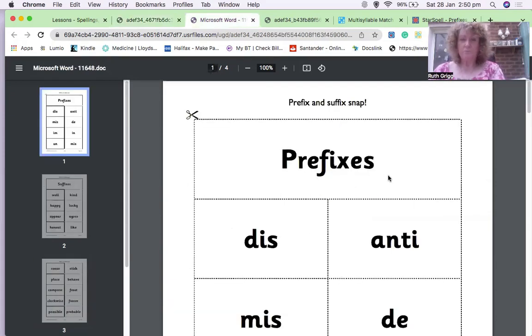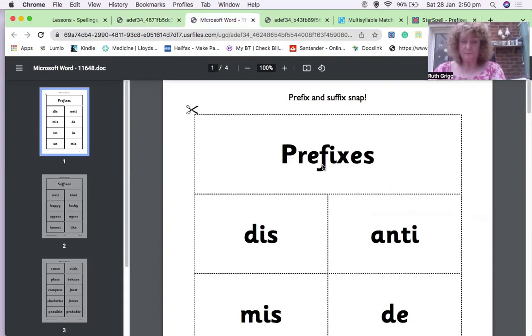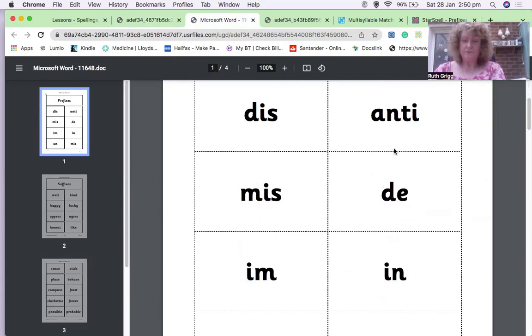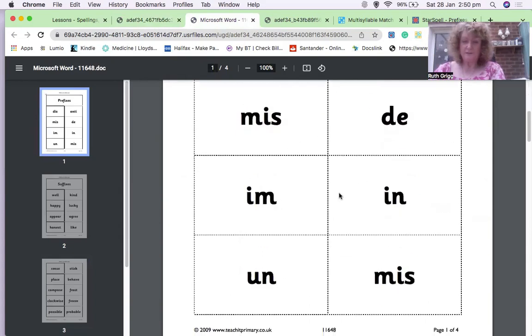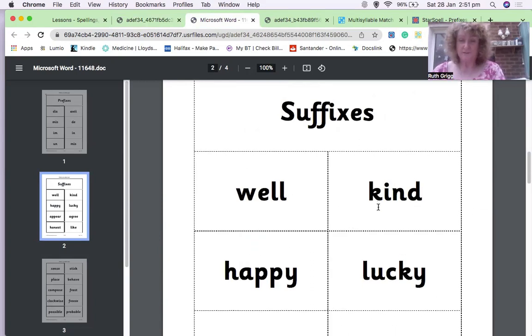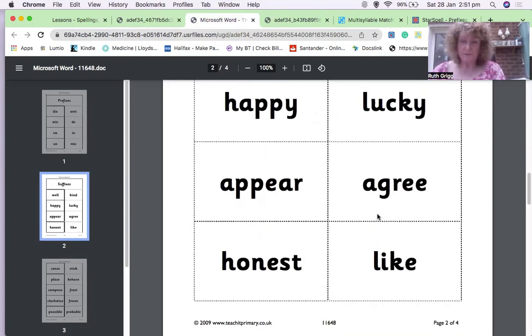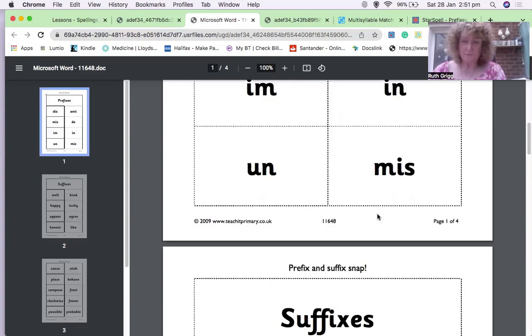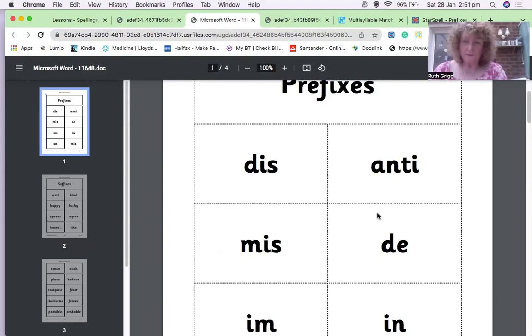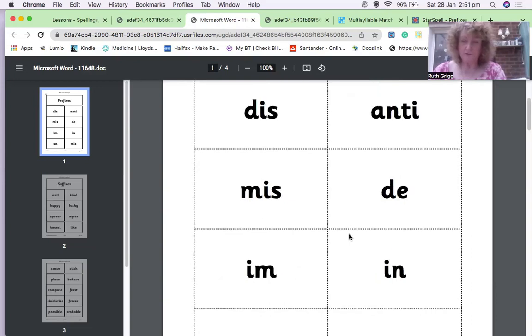Now, this is a game, prefix and suffix snap. So with this, obviously you need to print this and cut them out. So you've got a lot of prefixes here, and you've got suffixes here, which you can play with the next lesson, which is all about suffixes. And you can just play snap. So anyone who gets the same as you. So you'd have to do a couple of copies of this, I think, wouldn't you?